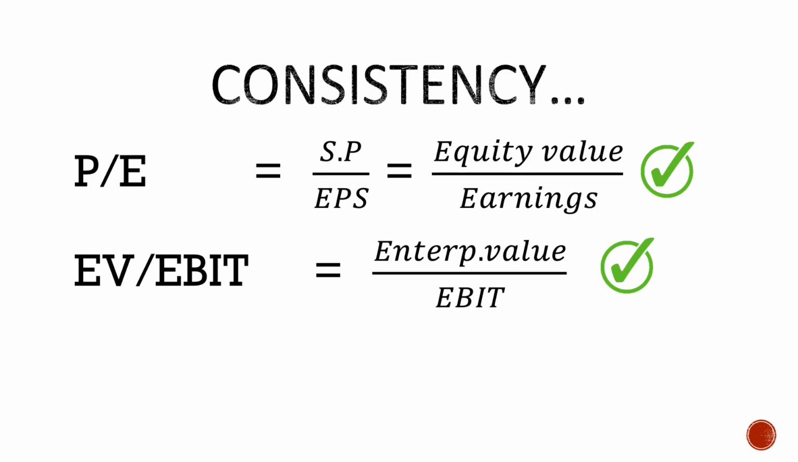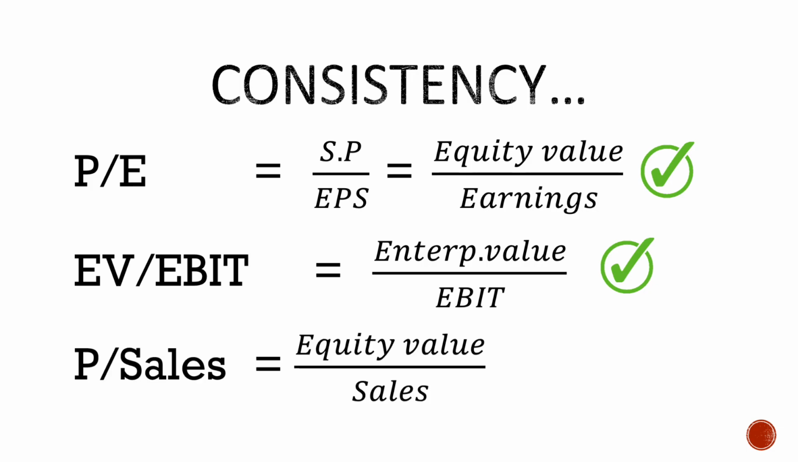A very common ratio that's being used, which is not consistent, is the price to sales ratio. This is the ratio of the equity value to sales. This is inconsistent because price is an equity value while sales is actually an enterprise measure. Because of this, there would be a problem if you would compare the price to sales ratio between a company which has no debt and a company that has a large portion of the funding coming from debt.